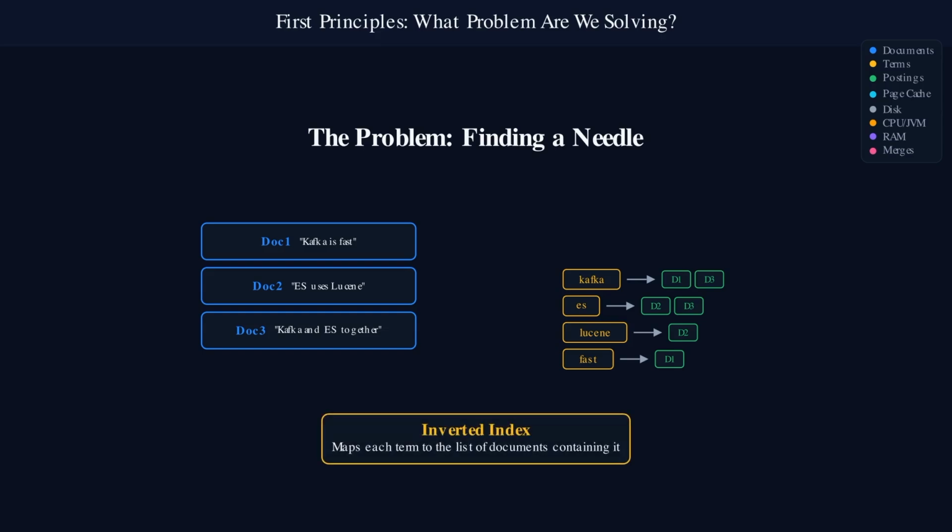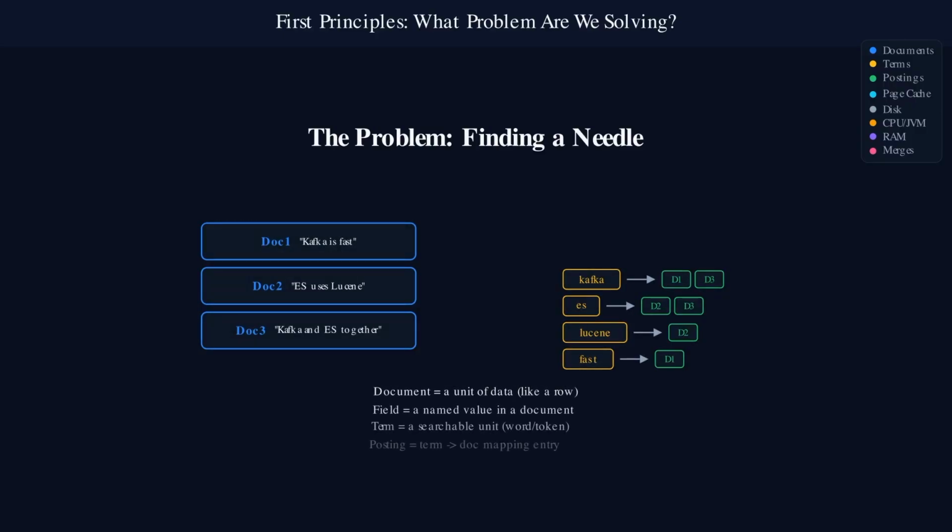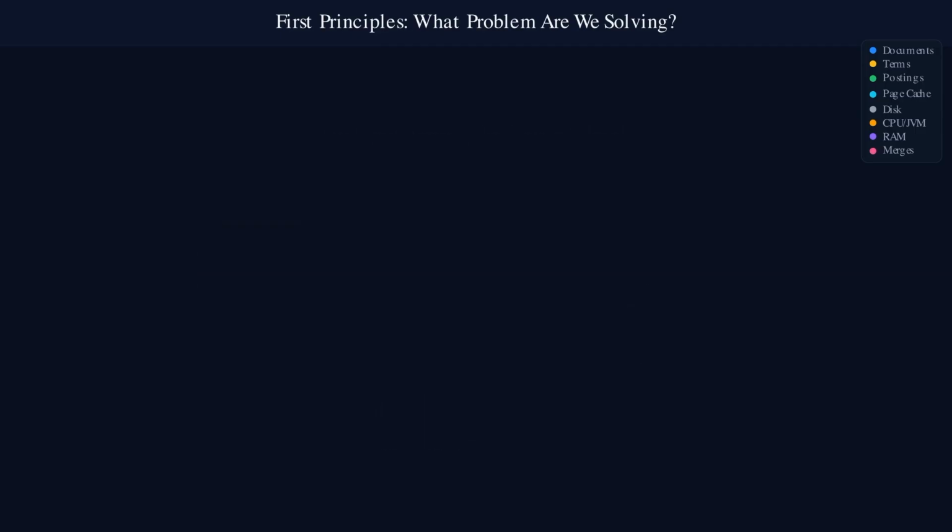The word inverted simply means the relationship is flipped. A normal index says document 1 contains these words. An inverted index says the word Kafka appears in document 1, document 3, and document 97. This means to find all documents containing Kafka, we just look up one entry. No scanning. The lookup is nearly instant.